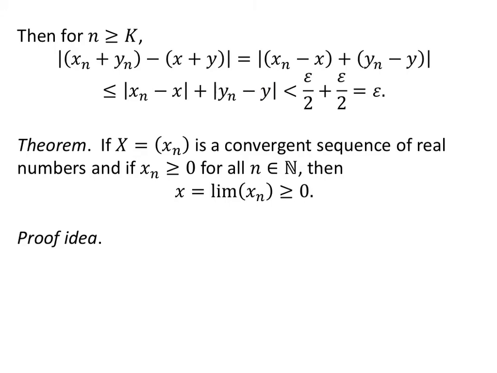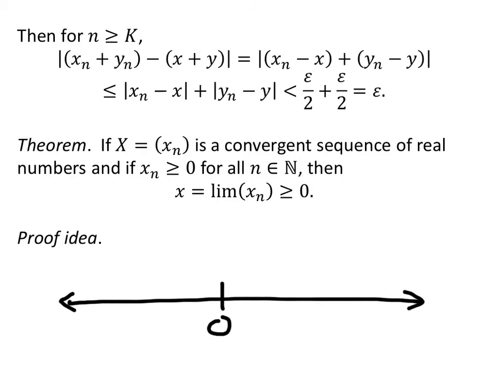Okay. Another theorem you're going to run across. If x is a convergent sequence of real numbers and all of their values are greater than 0, then the limit has to be greater than or equal to 0. And this makes perfect sense. We'll just illustrate this with a number line to help understand. So here's my number line.